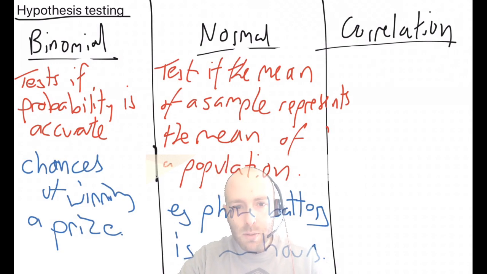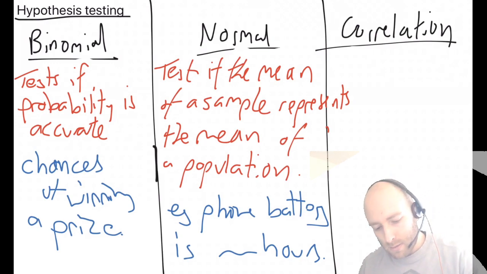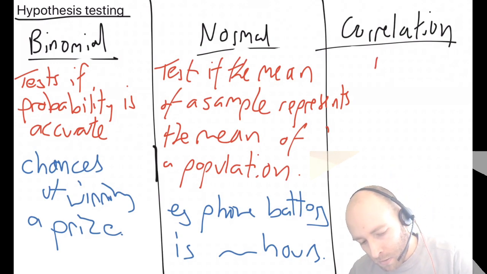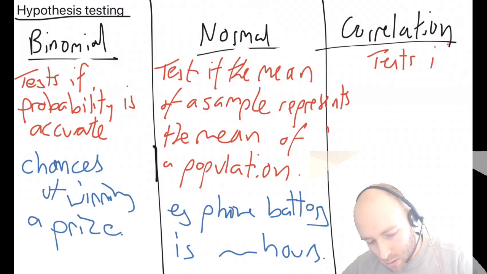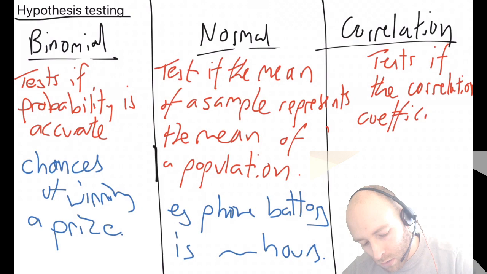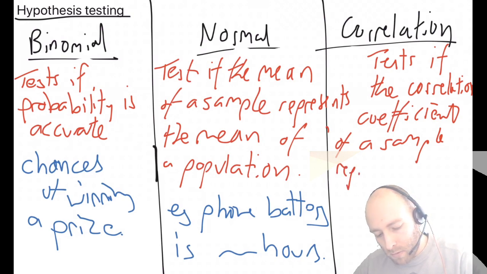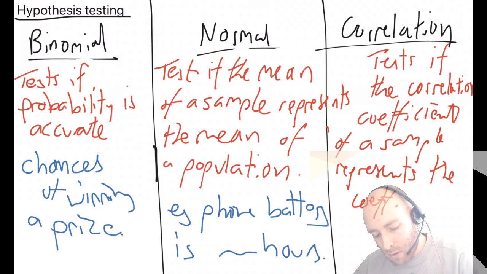And the last one, correlation, which I'll put on this slide now, but we won't be doing this until next week. Tests if the correlation coefficient of a sample represents the coefficient for the population.